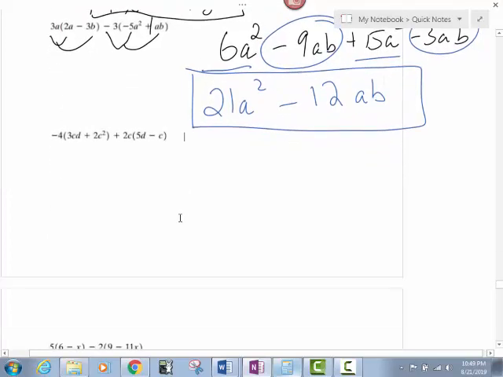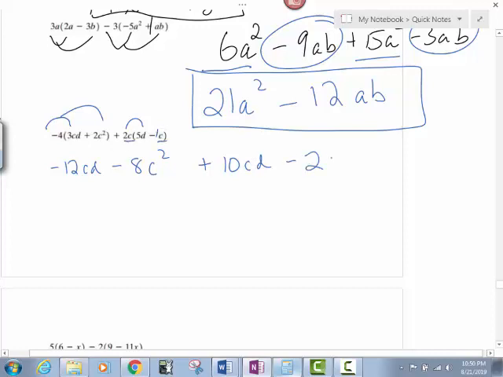Okay, so let's see if we can figure out this one. Again, I'm going to try to go as slow as I can. 1, 2. Negative 4 times 3. Negative 12cd. Negative 4 times 2. Negative 8c squared. Okay. 2c times 5d. Well, 2 times 5 is 10. C times d is just cd. Remember, I can think of this number here as a 1. 2 times 1 is 2. C times another c, c squared.